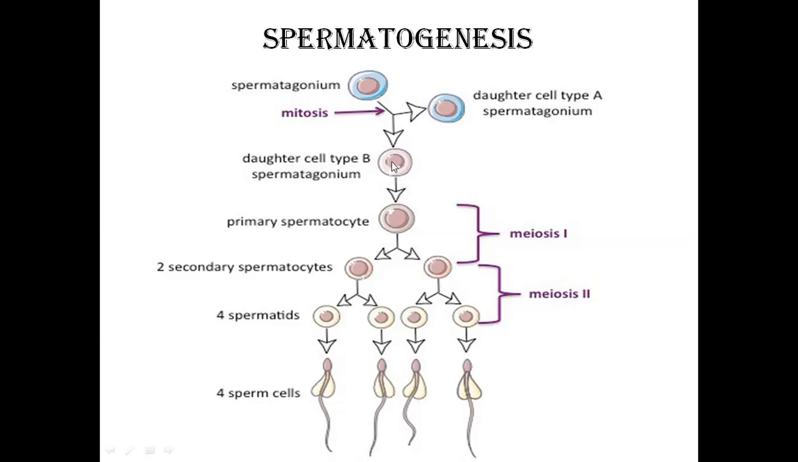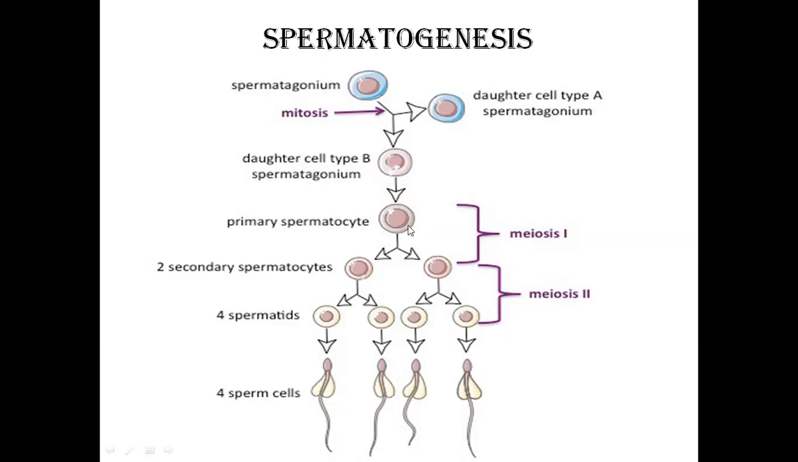And from the spermatogonia B to the primary spermatocyte, again, a number of replicational divisions occur, so that from spermatogonia B, at least 16 spermatocytes are formed from one spermatogonia B when the male attains puberty. Now, this arrest of spermatogenesis occurs at the stage of primary spermatocyte till puberty.